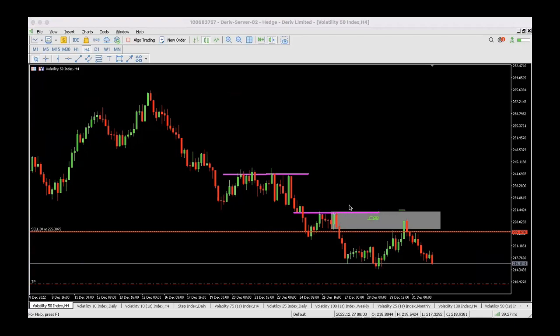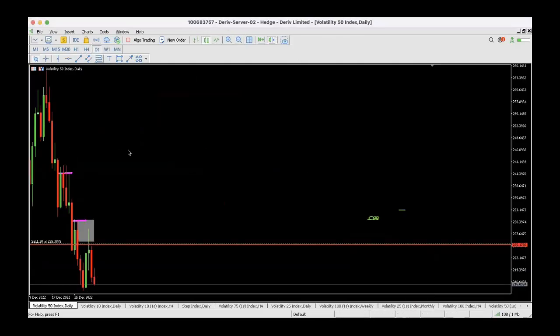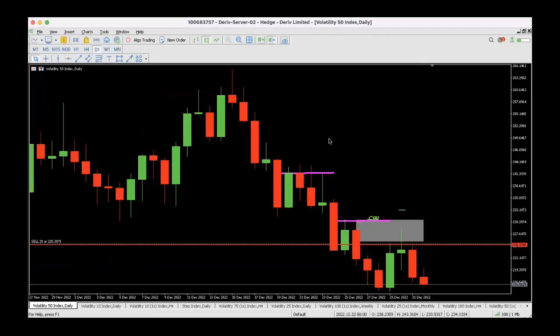So this is the 4-hour chart. I've been in this trade for the past 2 days. This is definitely a real account, as you can see my details over here. We don't trade demo accounts. There's no time for that. There's a lot of money to be made in the markets if you know what you're doing.